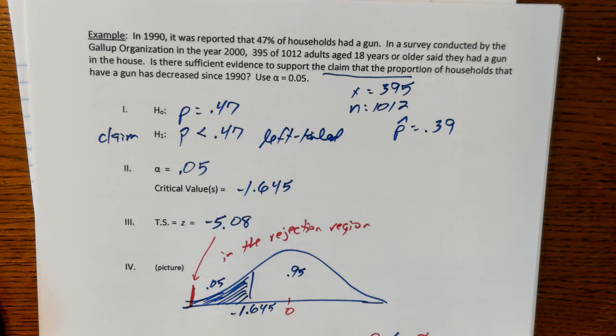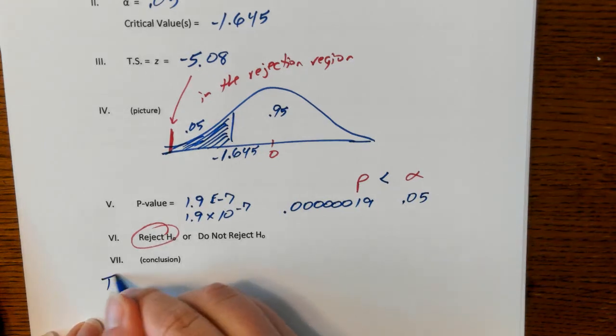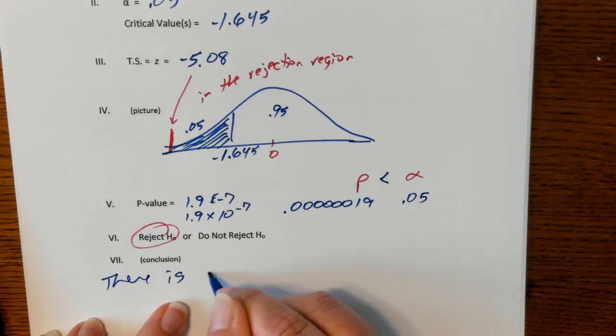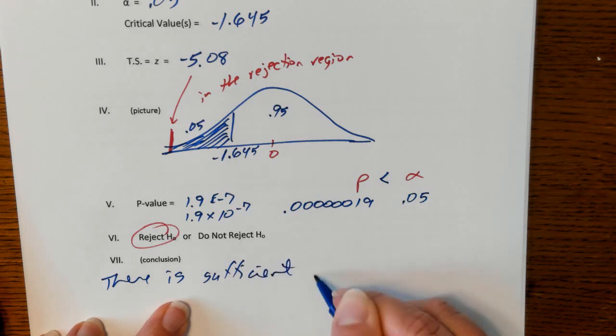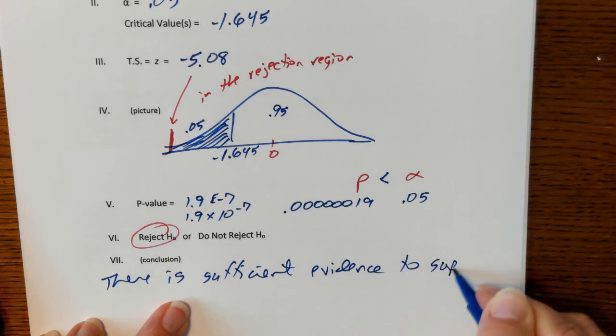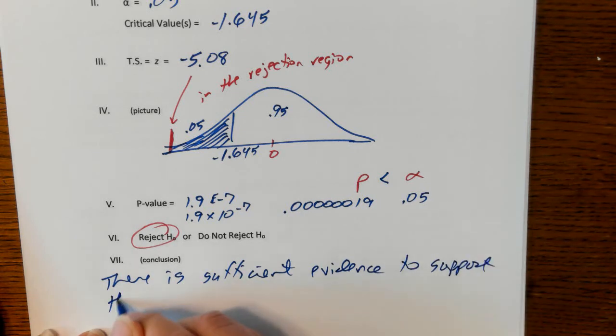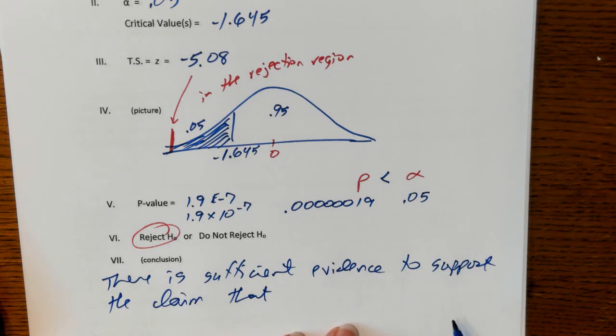Now, is there any guarantee that we're right? No. We could be wrong. We could be making a type 1 error and rejecting when we shouldn't have. But the probability of that is extremely low. So we're pretty confident. Okay? So what is our conclusion? There is sufficient evidence to support the claim. That what? And we write our claim.